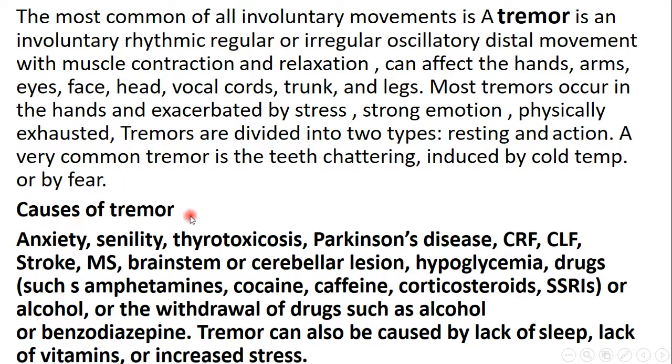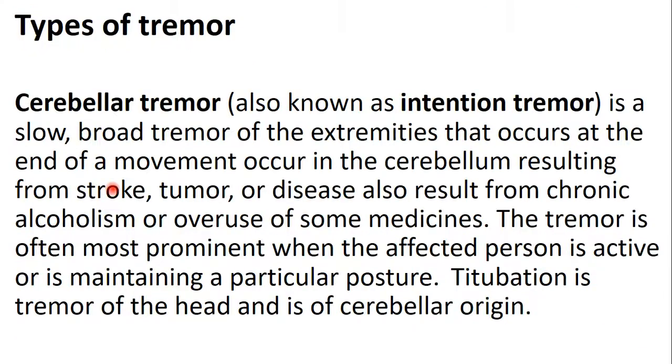The causes of a tremor: why does a patient develop tremor? Anxiety may cause tremor, senility, thyrotoxicosis, Parkinson's disease as I mentioned, chronic renal failure. These are the diseases which can cause tremor. Also chronic liver failure, stroke, multiple sclerosis, brainstem or cerebellar lesion, hypoglycemia, drugs such as amphetamines, cocaine, caffeine, steroids, and even SSRIs, selective serotonin reuptake inhibitors, or alcohol, or the withdrawal of a drug such as alcohol withdrawal or benzodiazepine withdrawal. Tremor can also be caused by lack of sleep, lack of vitamins, and increased stress.